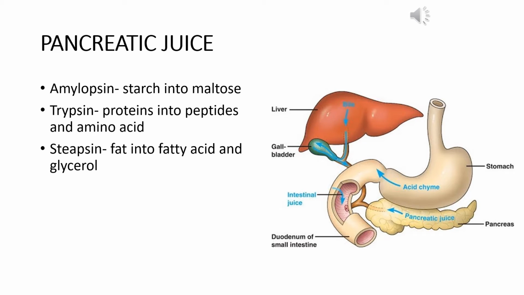Steapsin is another enzyme that is present in pancreatic juice. It works on fat to turn it into fatty acid and glycerol. Those are the smaller or simpler fragments of fat: fatty acid and glycerol. So the pancreatic juice has three types of enzymes, which act on starch or carbohydrate, protein and fat.